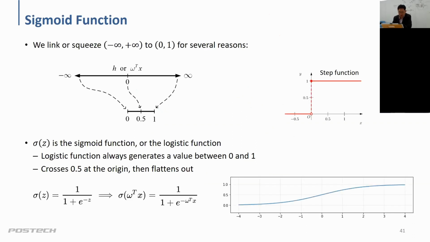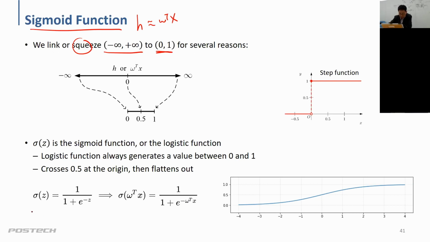And the next thing is we have to do something more. For the distance, or omega transpose x, we can have values from negative infinity to positive infinity, and we can get any value because it's a distance. But I'm going to squeeze the distance to the range from 0 to 1 for several reasons, and I'm going to use the sigmoid function like that.